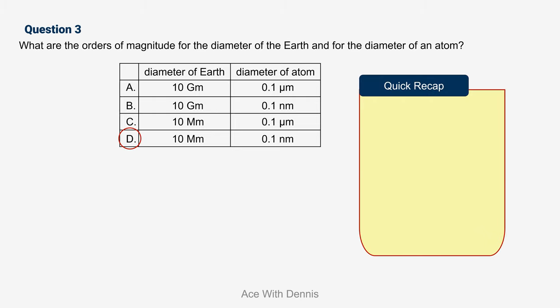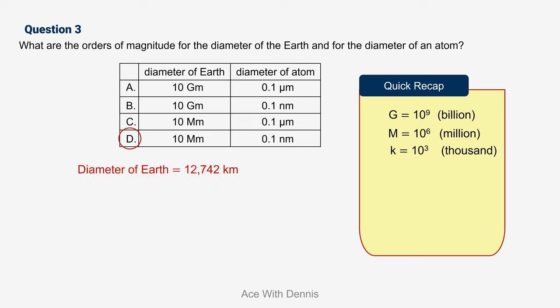So, let's have a quick recap about the scientific notation. We start with kilo, k, which is 10 to the power 3, and this value is in thousands. Mega, M, is 10 to the power 6, which is million. Giga, G, is 10 to the power 9, and the value is in the billion range. The actual diameter of Earth is 12,742 kilometers. If we change the kilo to the actual value, 1,000, this value becomes 12,742,000 meters, and represented in scientific notation, it is about 13 megameters. That's why for the choice here, it is not 10 gigameters, but it should be 10 megameters.